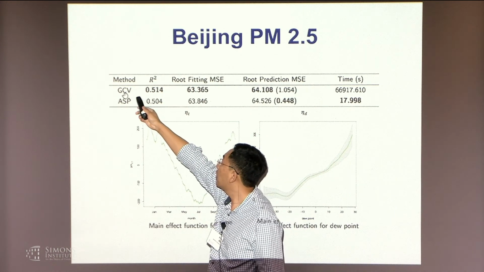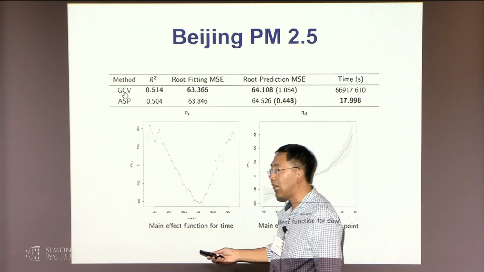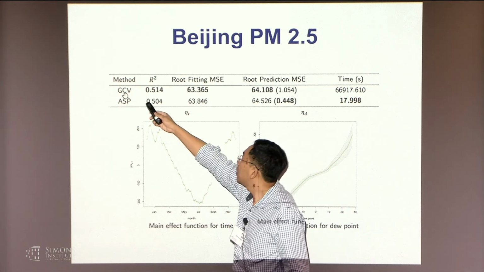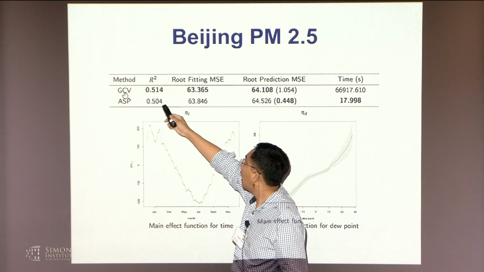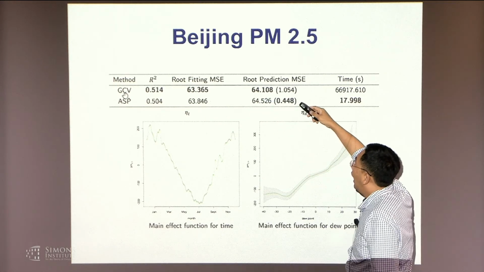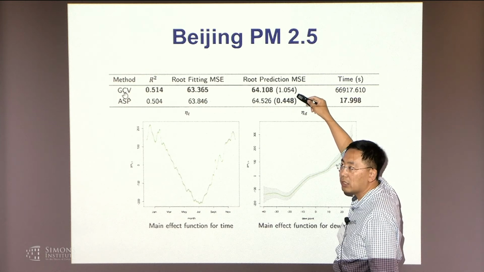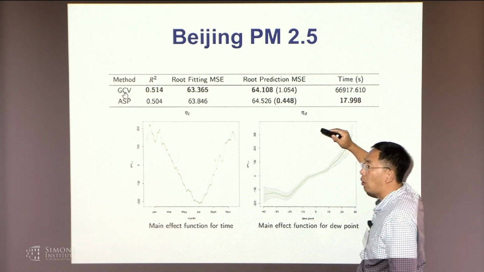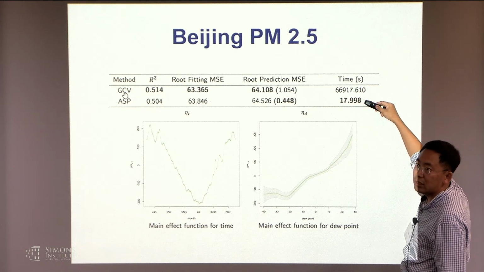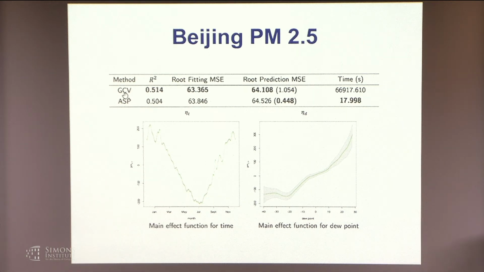We compare this with full sample generalized cross validation, because this sample size is still doable on the supercomputer. So we can calculate the R square. You can see our results are almost very close to the full sample generalized cross validation score, but our calculation is much faster than using the full sample calculation.